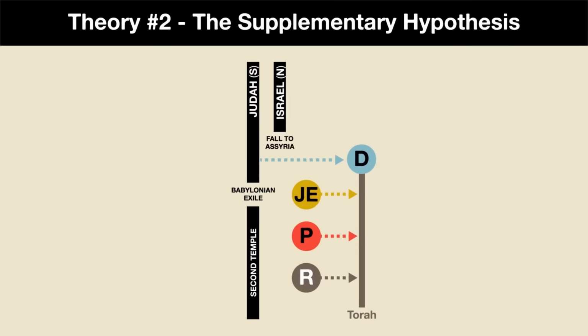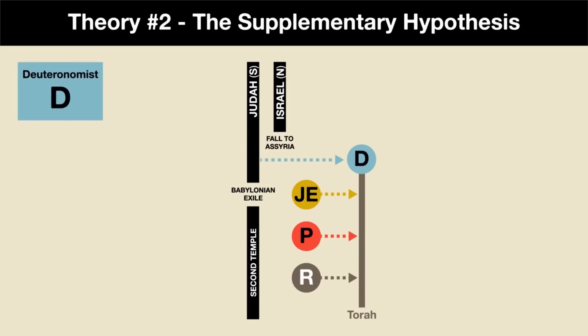The supplementary hypothesis is kind of an updated or modified version of the documentary hypothesis. It's probably the most popular view nowadays, although keep in mind that there are also several different versions of it. According to this theory, Deuteronomy, or D, was the original version of the Torah, and it was indeed written around the time of King Josiah. Some scholars believe that this is when monotheism really started to be promoted in a big way for the first time.